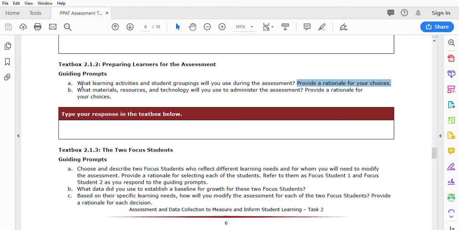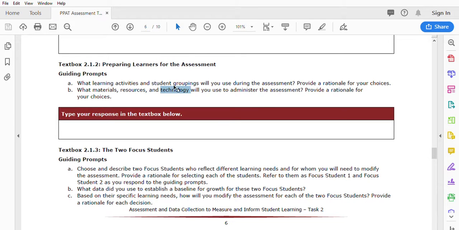And then this next part, what materials, resources, and technology will you use? Provide a rationale for your choices. So what is it that you need for this assessment? Is it that you just need paper and pencil and the rubric to grade it? What will you need to administer the post-assessment after your lesson?